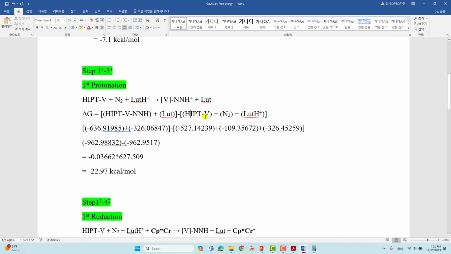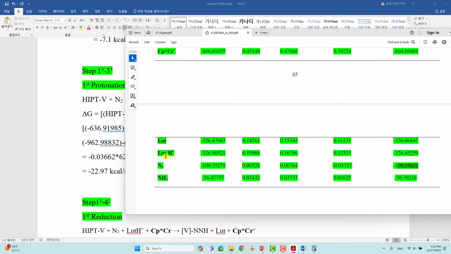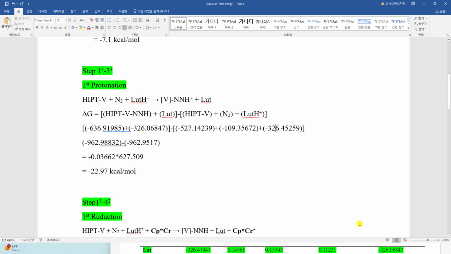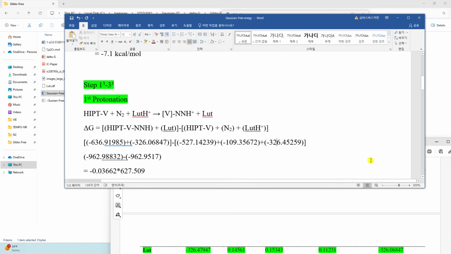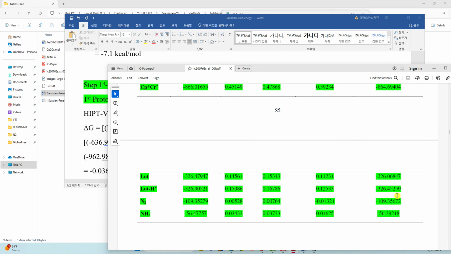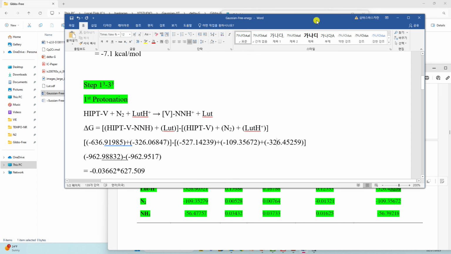Then we have to put the initial structure HIPT V and N2 and lutetium H plus, the proton source. So you have to take these three energies. I mentioned here, you can see this is the catalyst energy, this is the N2 energy, this is the lutetium energy. I will show you in that folder the lutetium energy. If you go down here, you can see this is the LUT H plus. 326.45256. Then 4525259. So I mentioned here 259.